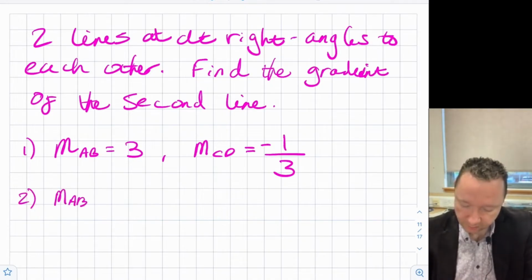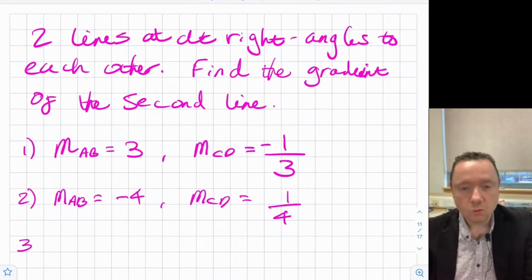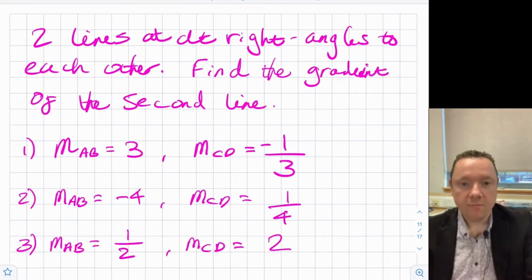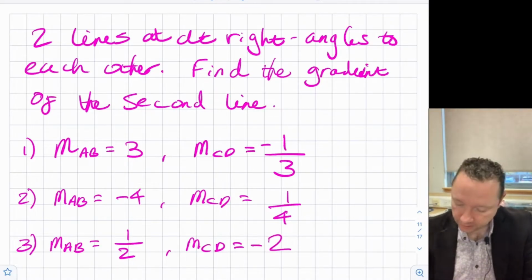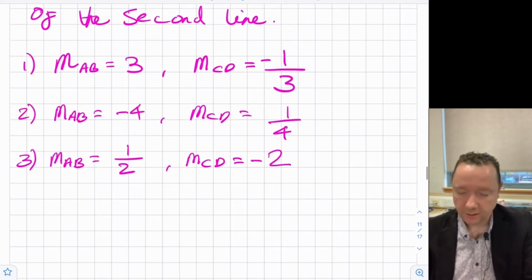Let's take a different example. If I had mAB equal to negative 4, then the gradient of CD, nice and easy, is going to be a quarter. Again, that's now not going to be negative because the first one's already negative. If we start off with a fraction, let's say the gradient of AB was equal to a half, then the gradient of CD, a half becomes 2, and minus 2. These are called the negative reciprocals of each other. You times them together, you always get minus 1.